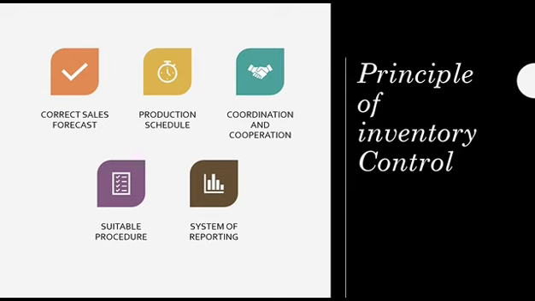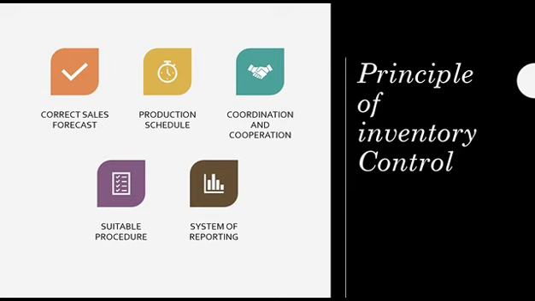Now to talk about the principles of an effective inventory control system, the first principle is that there should be a correct sales forecast. It means that once you have the correct sales forecast, with the help of it we can understand the requirement of the inventory for the different departments. Second principle is regarding production schedule. Whenever we are preparing the production schedule, it should be known well in advance and it should be prompt, so that there is no excess purchase of inventory at the wrong time. So inventory will be purchased at the right quality, right quantity, right time, and from the right sources also.